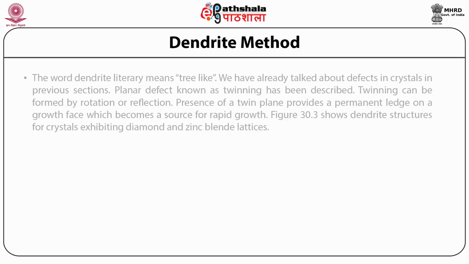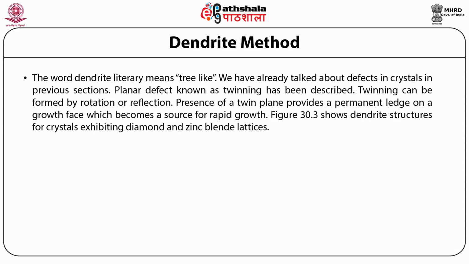Dendrite method. The word dendrite literally means tree-like. We have already talked about defects in crystals in the previous lectures. Planar defect, known as twinning, has been described. Twinning can be formed by rotation or reflection. Presence of a twin plane provides a permanent ledge on a growth phase which becomes a source for rapid growth. Figure 30.3 shows dendrite structures for crystals exhibiting diamond and zinc blende lattices.